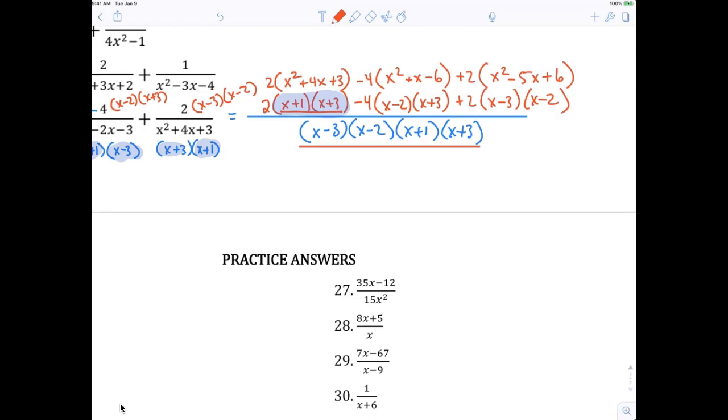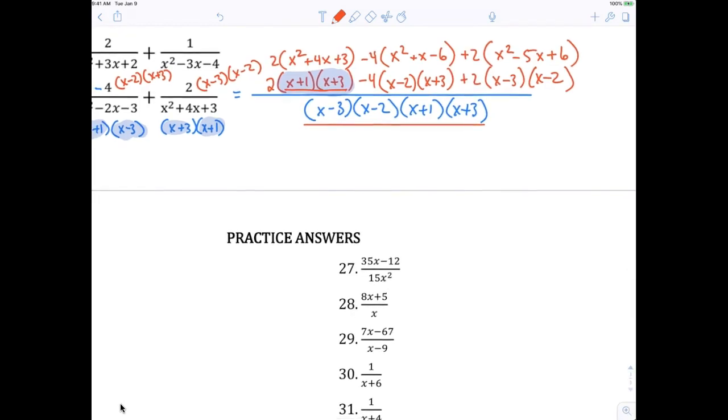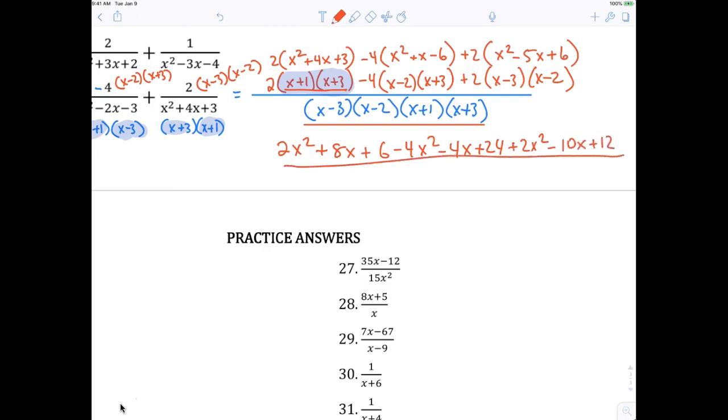All right, now go ahead and distribute. What do I get when I distribute? 2x squared plus 8x plus 6. Keep going. Minus 4x squared minus 4x plus 24, plus 2x squared minus 10x plus 12, all over x minus 3, x minus 2, x plus 1, x plus 3.